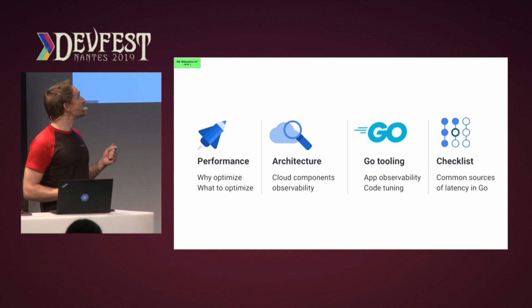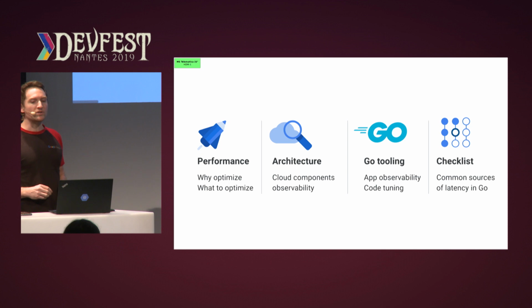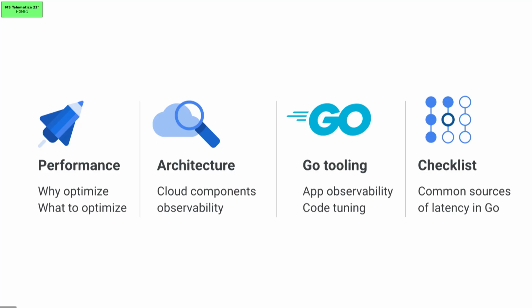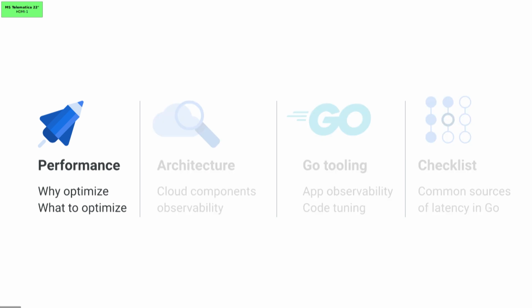First, I'll share my insights about what we want to optimize and why. Then we'll see how we can observe the performance of a cloud architecture and discover which components best explain the actual latencies experienced by our users. Then we'll have a look at how we can observe and improve our components written in Go. Finally, I'll share my list of top 10 favorite performance problems and solutions. So stay tuned. What is performance tuning?